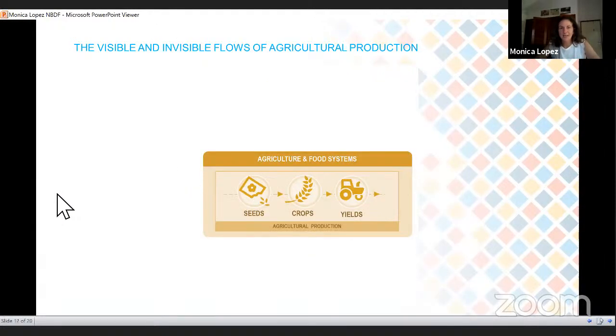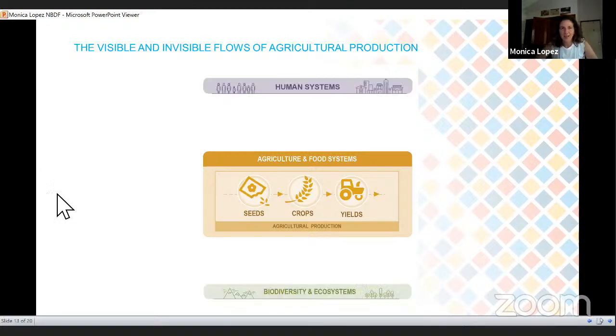Actually, all the next slides are going to go very fast because it's like a flowing diagram. Basically, we have the agriculture and food system here, and we want to go through the whole value chain, from the seeds to the production, to the transport, to the consumption. And here we want to see the links between the human system and the natural system.